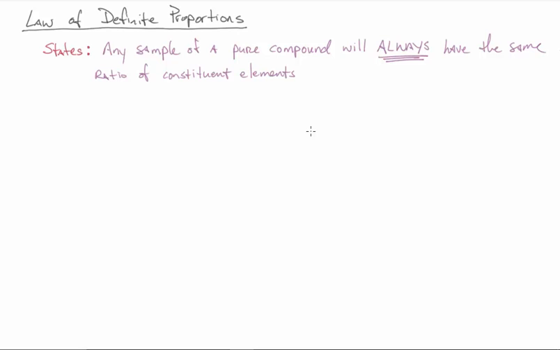Today what we're going to do is take a look at the law of definite proportions. And so I've got my definition written out here. The law of definite proportions states that any sample of a pure compound will always, notice I've got that capitalized and underlined, will always have the same ratio of constituent elements.